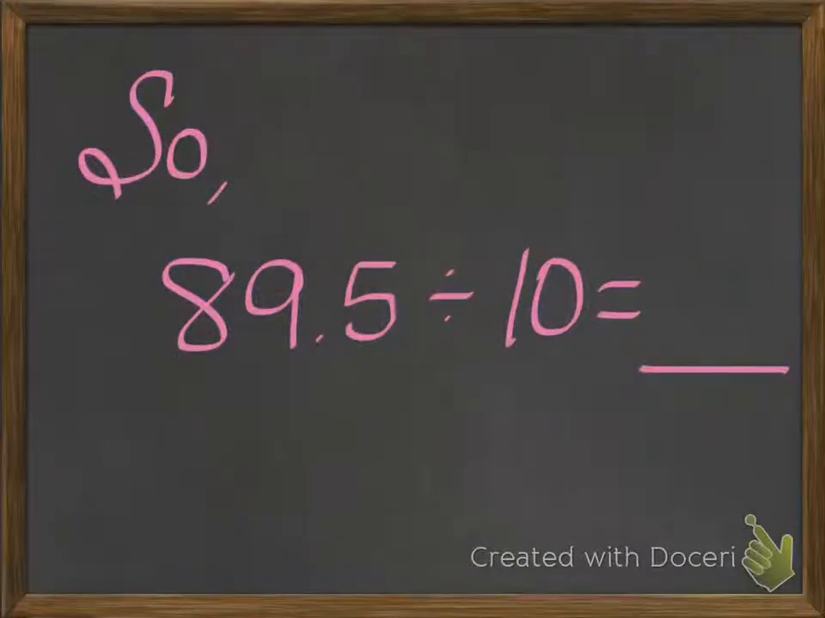Okay, so for our very beginning question, 89.5 divided by 10 is, move that decimal point one place to the left because we have 1 zero. The answer is 8.95.